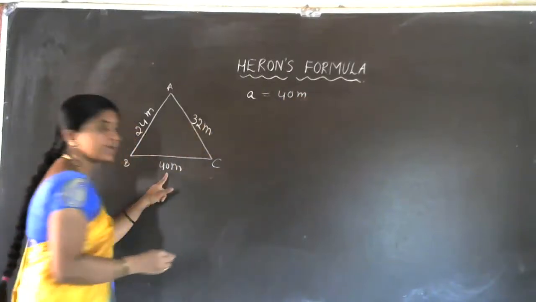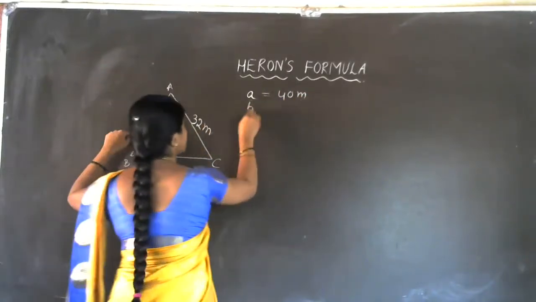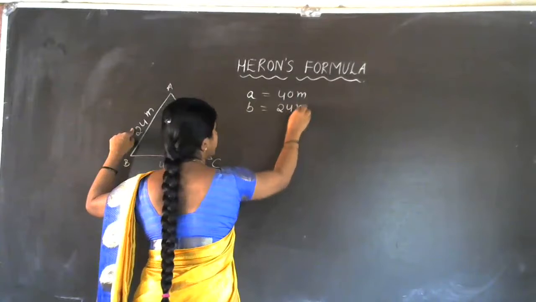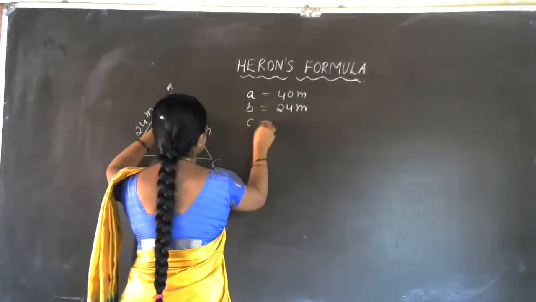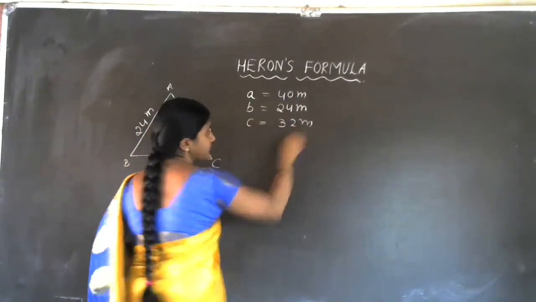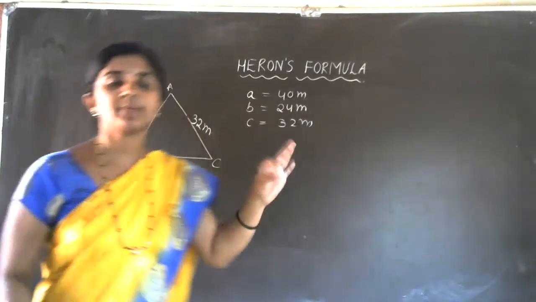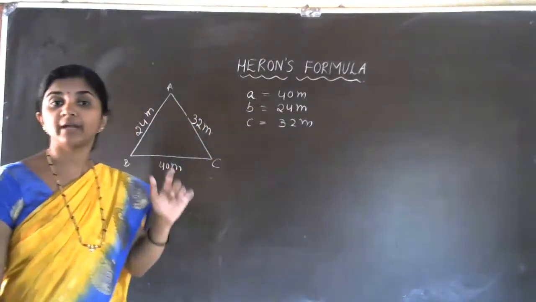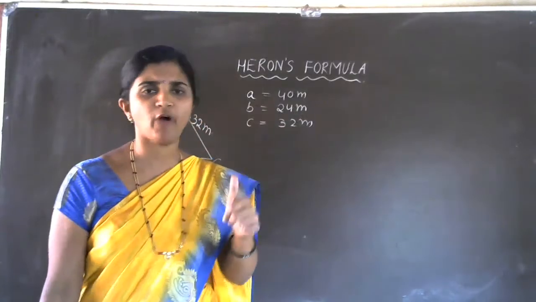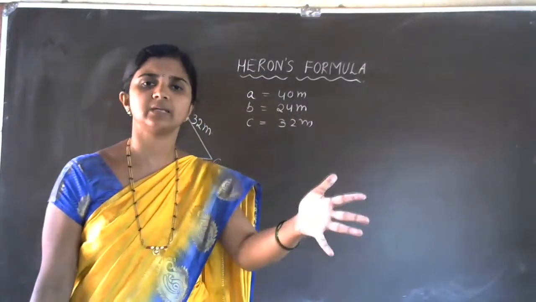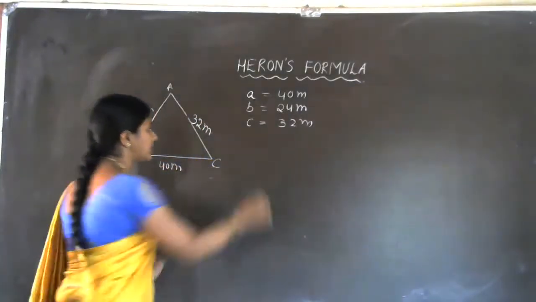I'm going to take A as this one. Then B is equal to 24 meter. Then C is equal to 32 meter. So first we have to write down A, B, C. Then what do we have to find out actually? For the formula, we need S, A, B, C. This much is required. So now let us work out S.